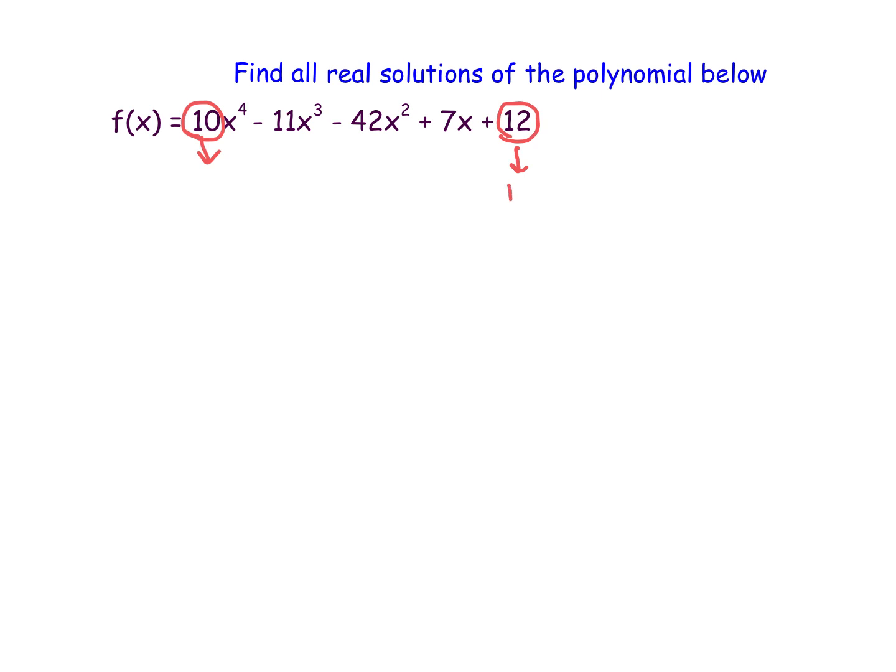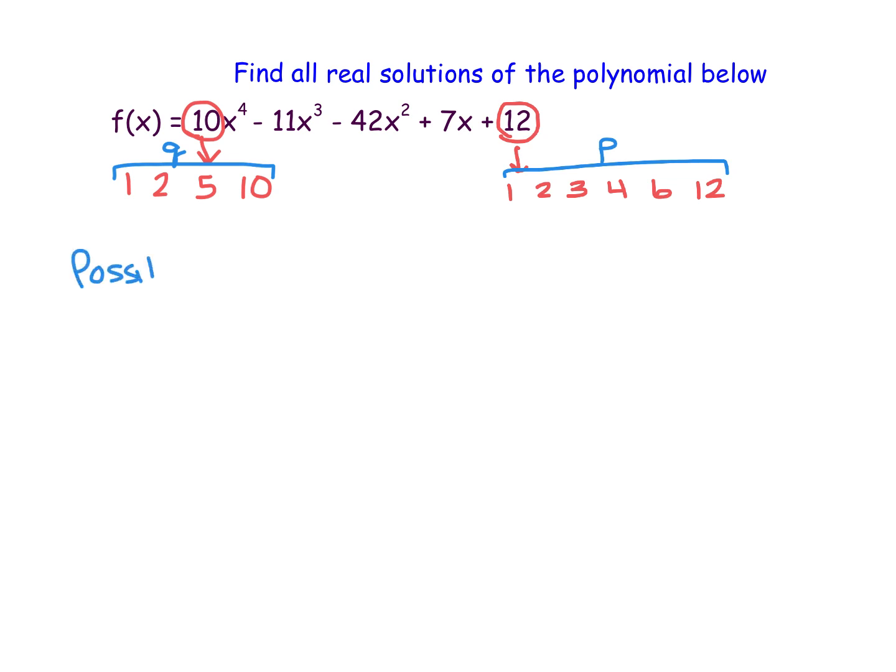So for 12, I have 1, 2, 3, 4, 6, and 12. And for 10, I have 1, 2, 5, and 10. So what we need to do is pair up every single factor of a sub 0. So these are all of my p-values. And I need to pair them up with all of my q-values and make a list of possible factors. So I'm going to make a list here of possible factors. So we're just going to go through and pair up each one.